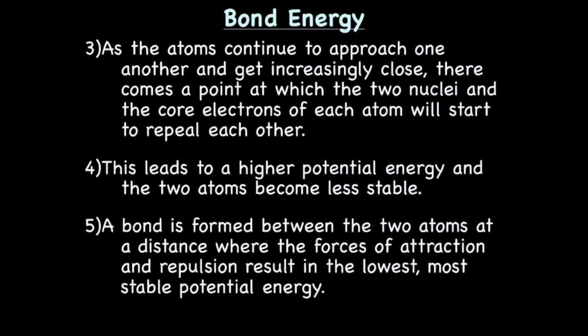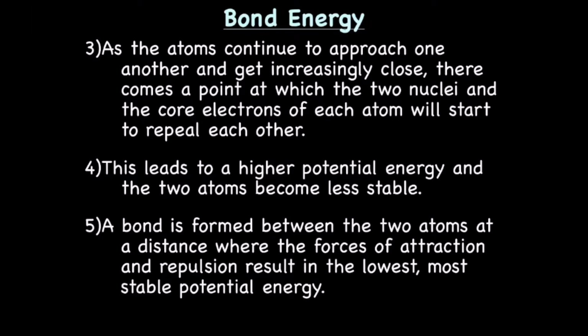All right, so as atoms continue to approach one another, and as they get increasingly close, there comes a point at which the two nuclei and the core electrons of each atom will actually start to repel each other. Okay, and this leads to higher potential energy, and the two atoms become less stable. So if the atoms get too close, the nuclei of the two atoms, as well as all of those electrons, start to interfere with each other, right? Remember, like repels like, leading to atoms that are less stable than the original.